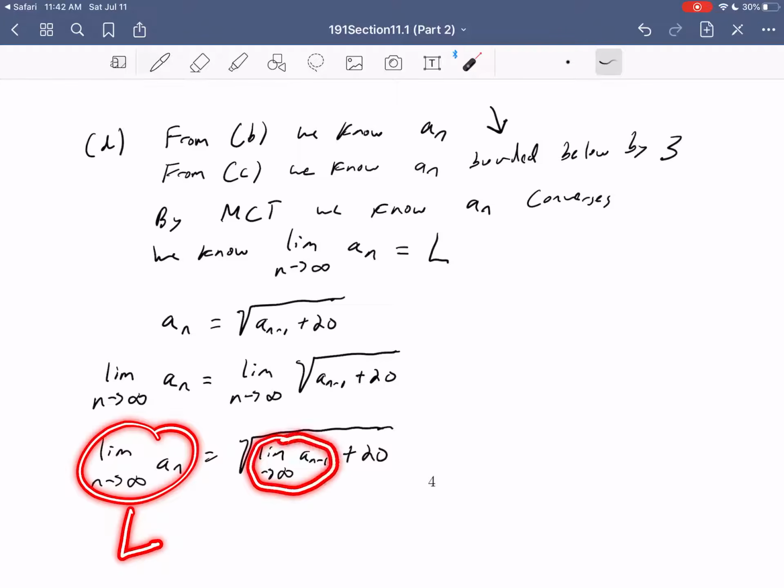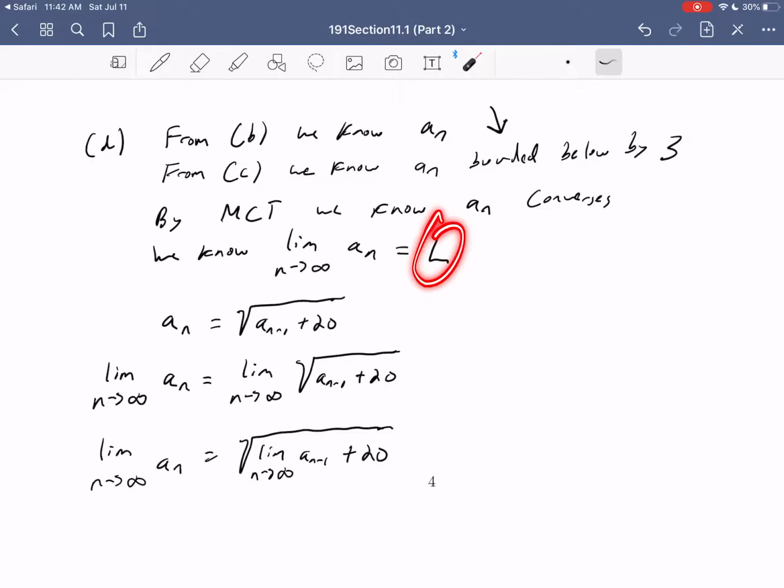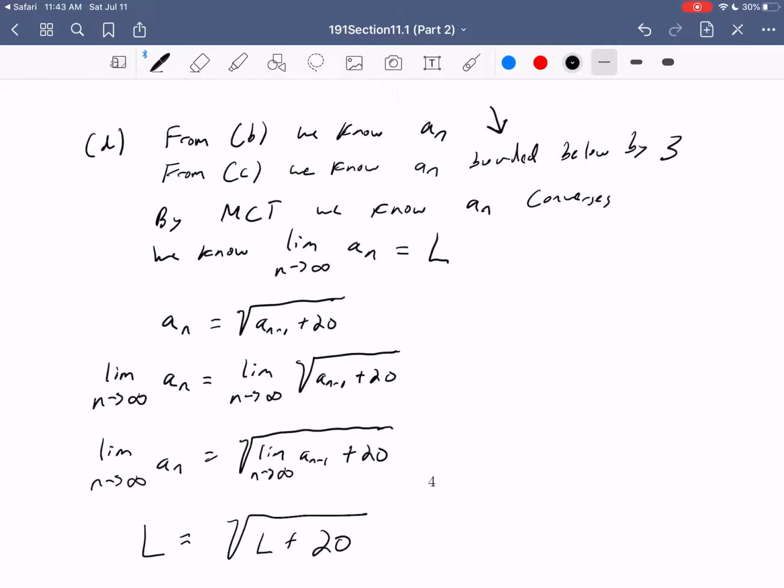Okay, but we know that this is L. And we actually know that this is L. How do we know this? Well, this is the limit of the same sequence. It's just one term behind. But if you're racing off to L and somebody is one step behind you, they're also headed to L. These have to be the same limit. So we get L is the square root of L plus 20.